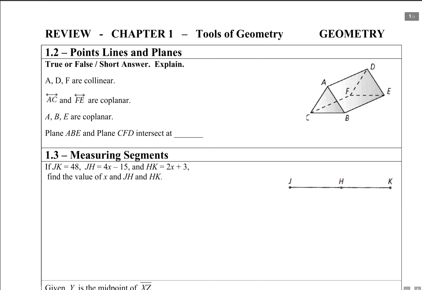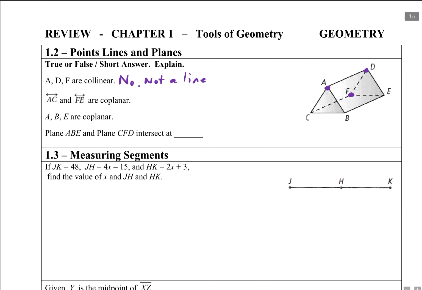We are asked: points A, D, and F are collinear. So the first thing I'm going to do is find point A, point D, and point F. I know collinear means a line, so no. These are not on a line.